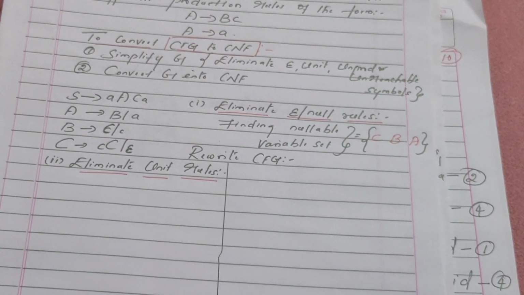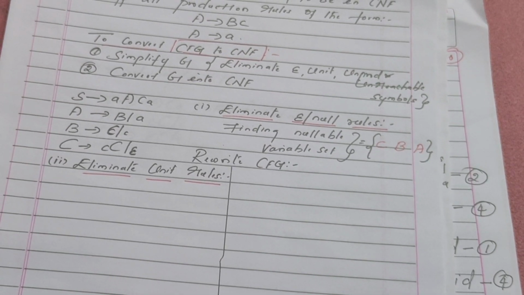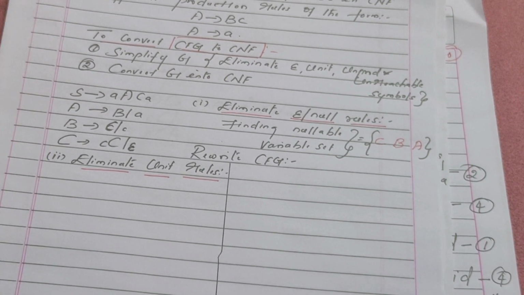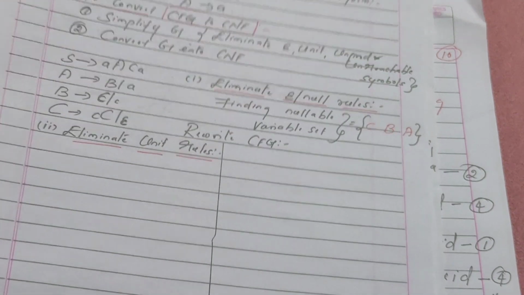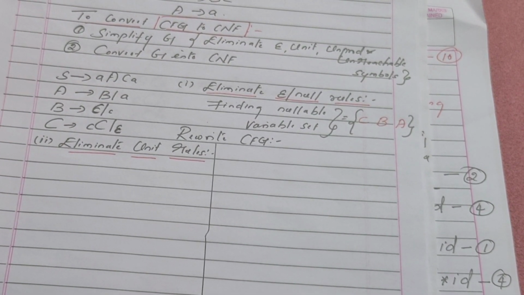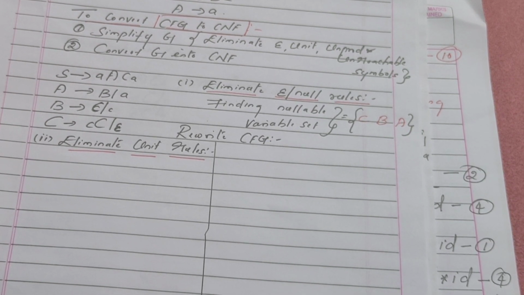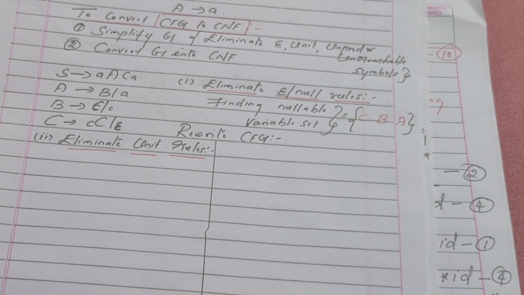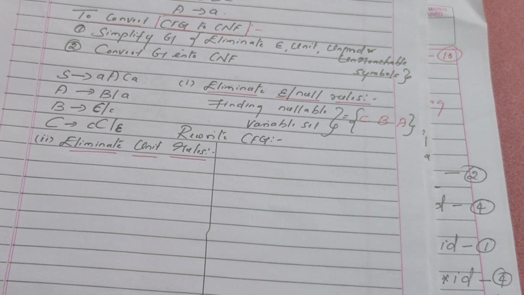Now what is the next step? After finding the nullable variables, I have to rewrite the grammar. So how do I rewrite the grammar? While rewriting the grammar, I have to replace the nullable variable by epsilon every time, one nullable variable at a time or two nullable variables. It depends upon the number of nullable variables present in the production rule.